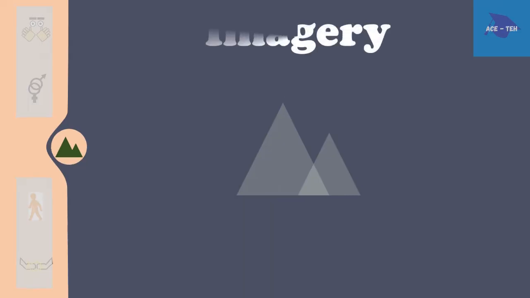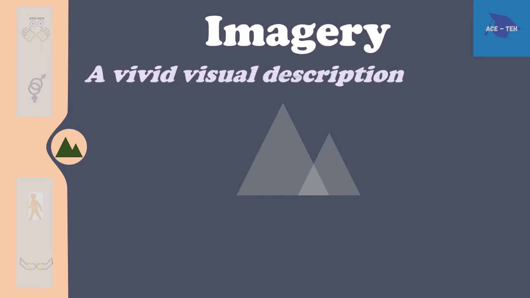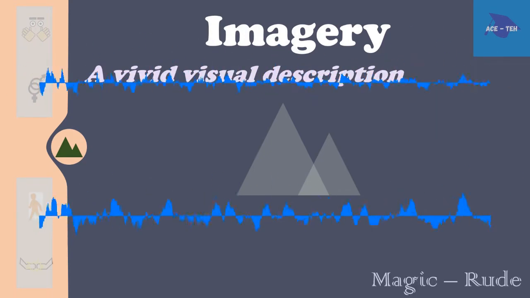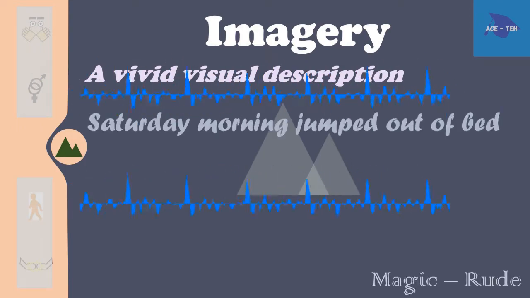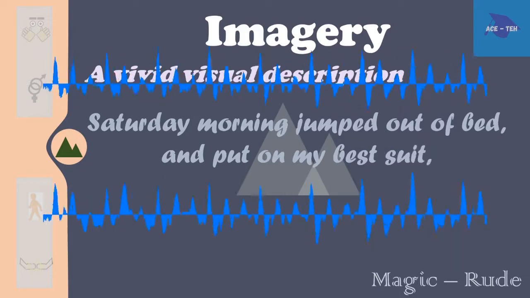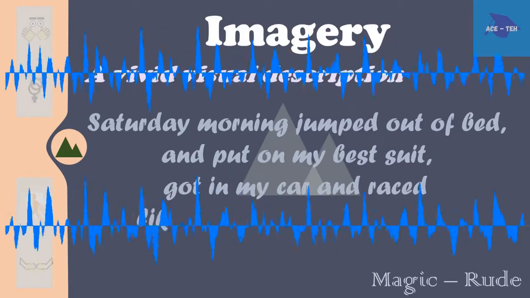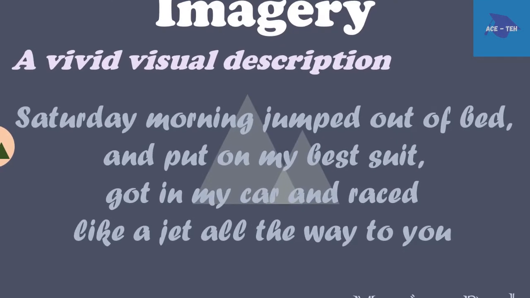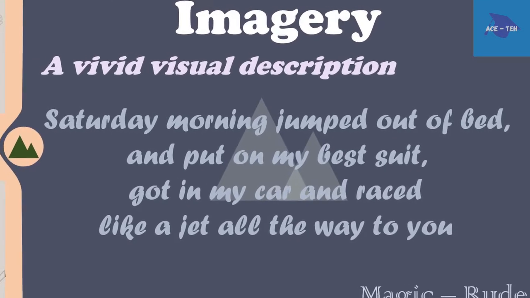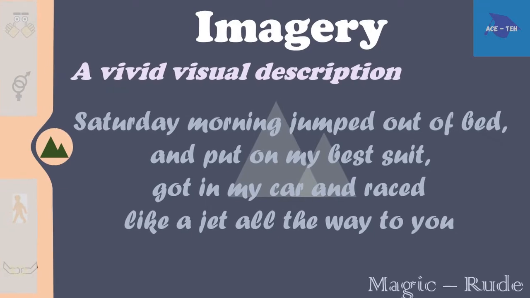Next, we have imagery. Imagery is vivid visual description, a word picture. I'm down in bed, put on my best suit, got in my car. We have a vivid description of what the singer did on a Saturday morning. The listeners can imagine the scene picturesquely.